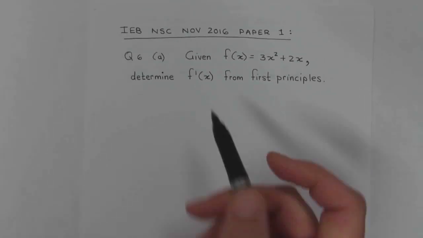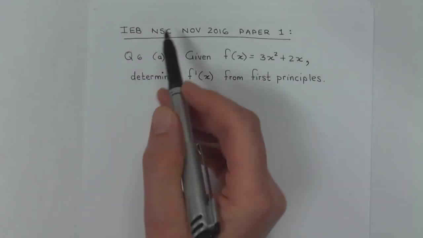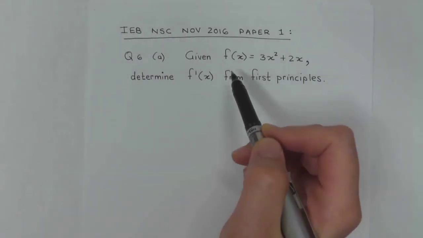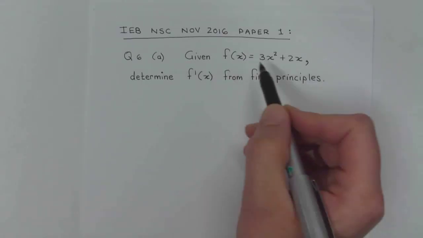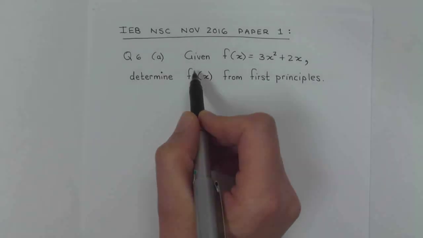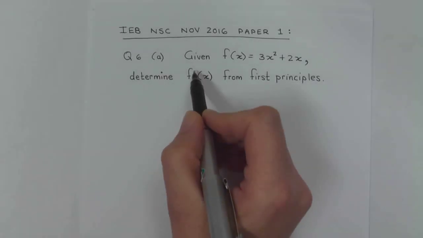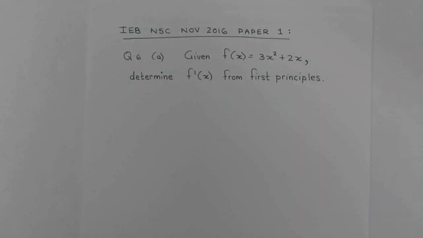Okay. So the first past paper example we're going to look at comes from the November 2016 paper 1, and that's from the IEB. That just stands for National Senior Certificate Examination. So in question 6a, they said, given that f(x) is equal to 3x squared plus 2x, determine the first derivative, or f prime of x, from first principles. Now, this right there, people, that is key.